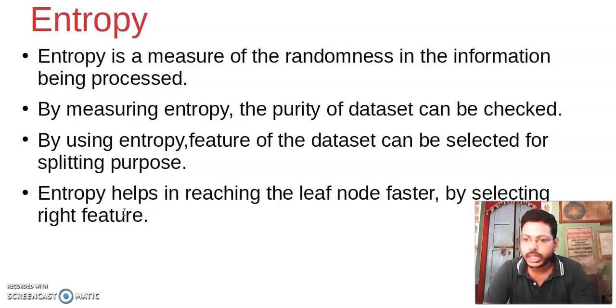As we have already discussed in the decision tree video, if the right feature is not selected for the splitting purpose, and suppose there are 70-80 features, and out of so many features the feature is checked randomly, then there is a possibility the decision tree may lead to a very complicated tree. So to reduce the complicatedness, the entropy and information gain is calculated for each feature. Then based on the information gain result, the right feature will be selected for the splitting purpose or for the proceeding of the decision tree. That's why entropy helps in reaching the leaf node. Leaf node means the last node where there is no more splitting. So it reaches the leaf node faster by selecting the right feature.